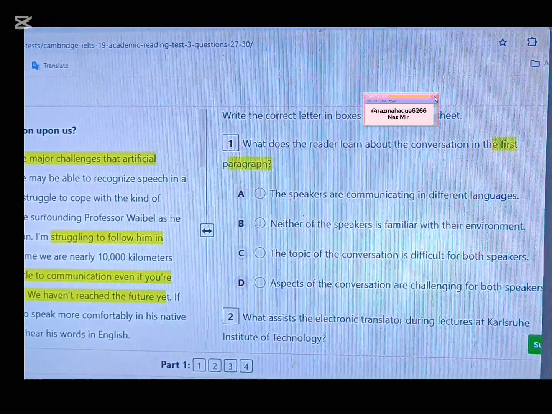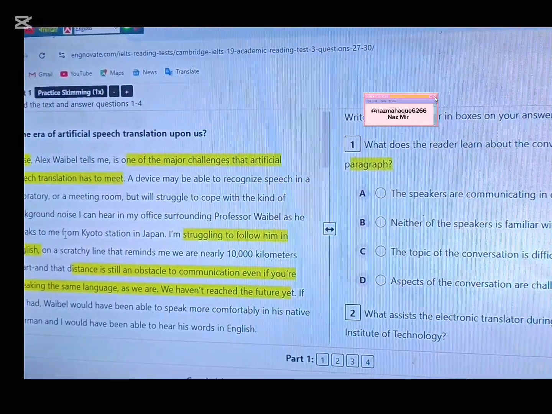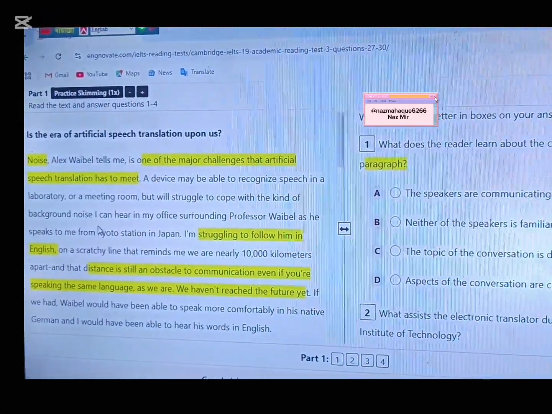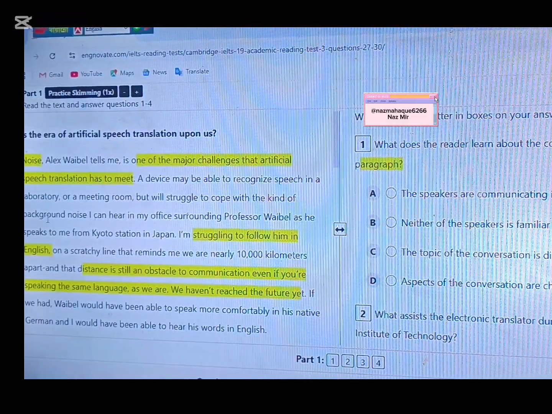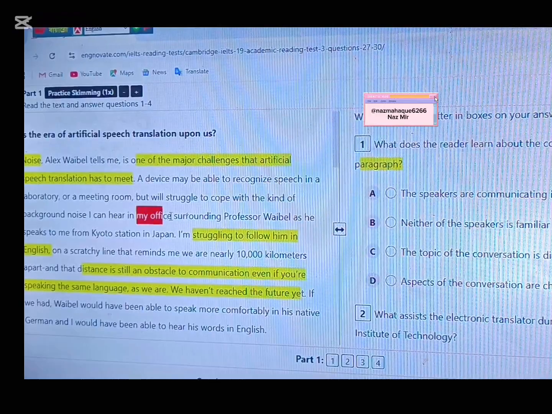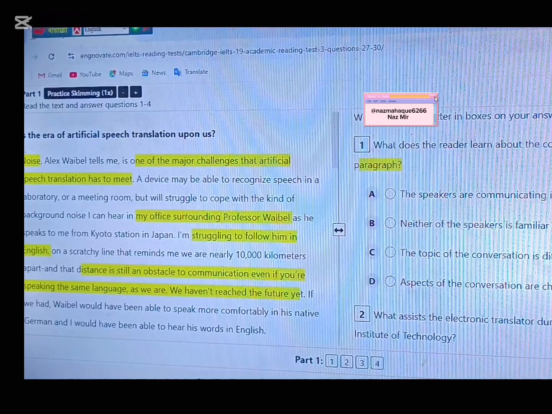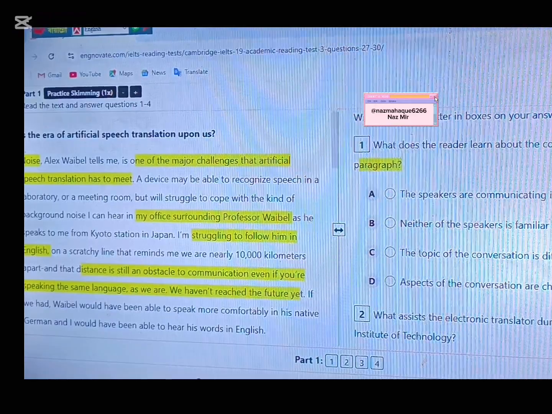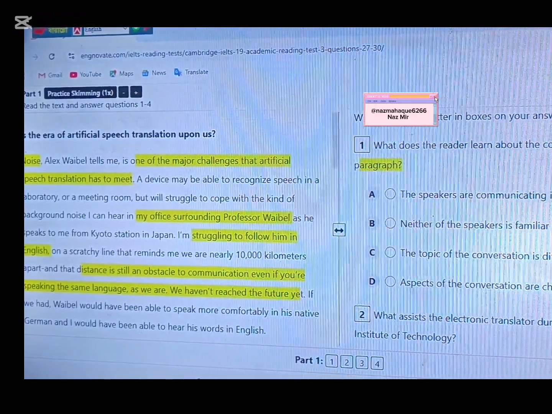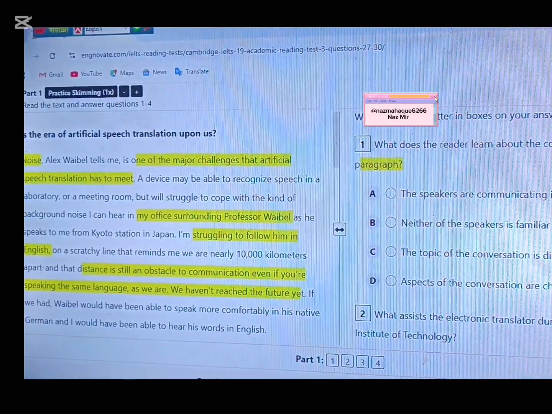But as you can see, he said that Professor Weibel is talking with him from Kyoto Station in Japan, and he is in his office, surrounding Professor Weibel. Okay, so Professor Weibel is at Kyoto Station in Japan, and the other person is in their office. So both of them are familiar with their environment. Okay, so this one is also wrong.